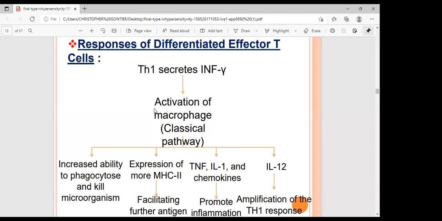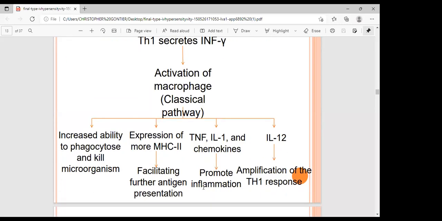So if we go to the extreme left, we see increased ability to phagocytose and kill, and that is very crucial. All right. So activation, what makes this macrophage different from another one? Expression of more MHC class 2, facilitating further antigen presentation. Finally, secreting the all too well-known interleukin-1 and alpha TNF, which are very aggressive pro-inflammatory cytokines of the so-called innate system. And finally, we have interleukin-12.